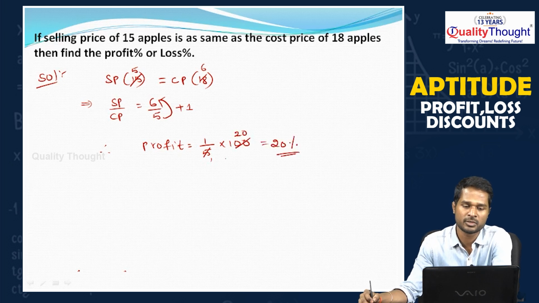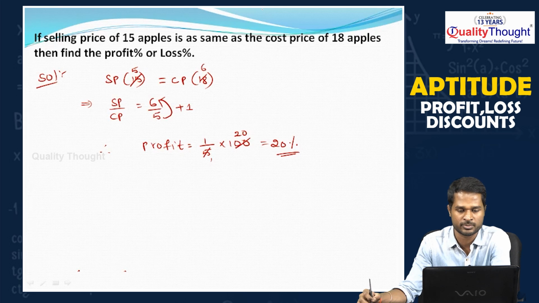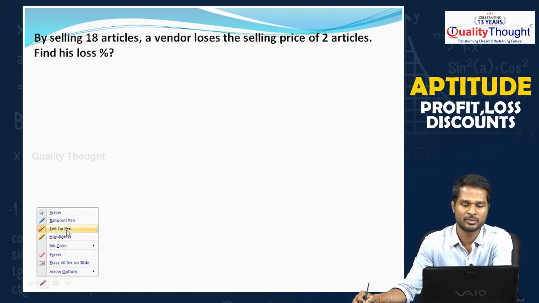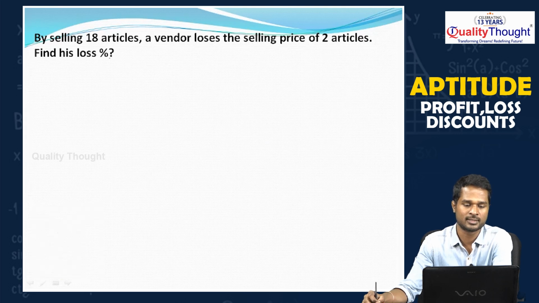So, write the equation from the question, take the variables to one side and the constants to the other side, and compare the selling price and cost price values and check what you will get. So, if the selling price is more, it is profit; if the cost price is more, it is loss. Here you will get profit. Right. One more question. By selling 18 articles, a vendor loses the selling price of 2 articles. Find his loss percentage. The question says it.